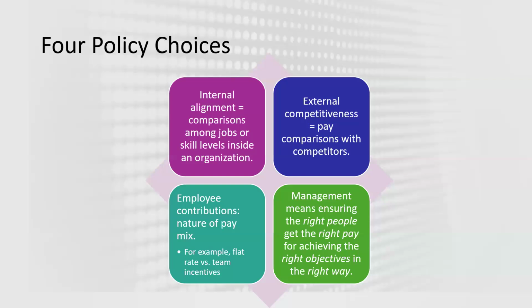So how we meet those objectives starts with those 4 policy choices. So this is the first column of that pay model. And we have always 4 policy choices that we have to make decisions around. The first is internal alignment. And this is how are people within the organization paid compared to each other.